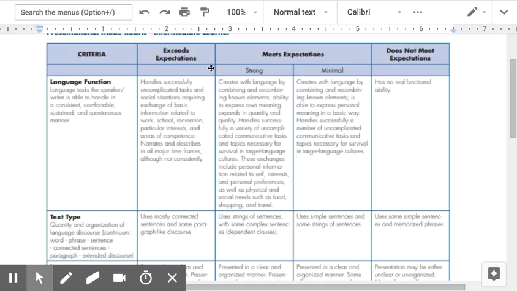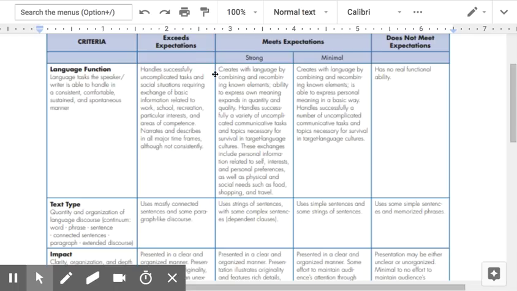So to meet the language function strongly, students need to create with language by combining and recombining known elements. Ability to express own meaning expands in quantity and quality. Handles successfully a variety of uncomplicated communicative tasks and topics necessary for survival in target language cultures. These exchanges include personal information related to self, interests, and personal preferences, as well as physical and social needs such as food, shopping, and travel.